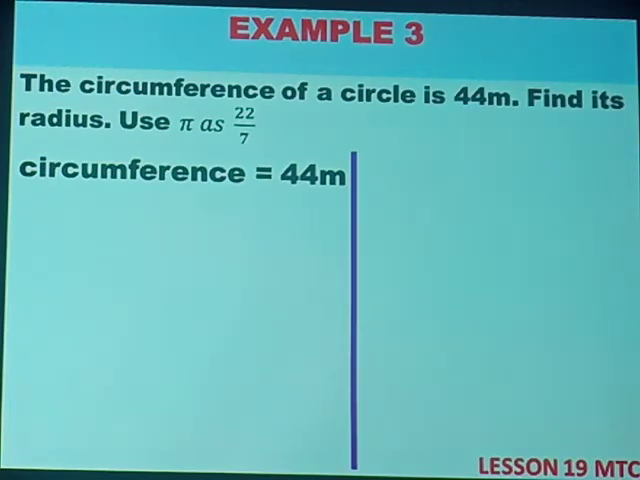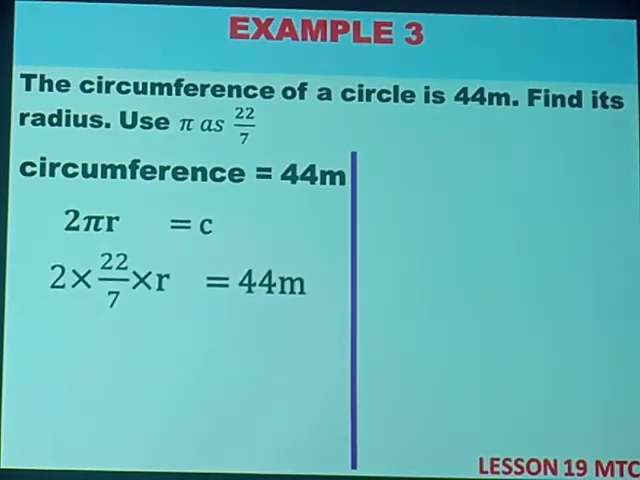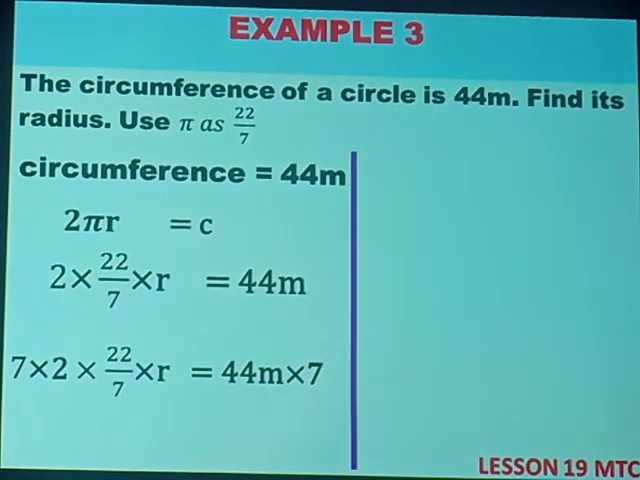We shall use the very formula for us to get the radius, which formula is 2 pi r is equal to circumference. We are using 2 pi r equals circumference because we are looking for radius. We use pi d equals circumference as we look for diameter. So now we shall carry out the substitution. We shall have our 2 times the pi, which is 22 out of 7, times the radius, this is equal to 44 meters.